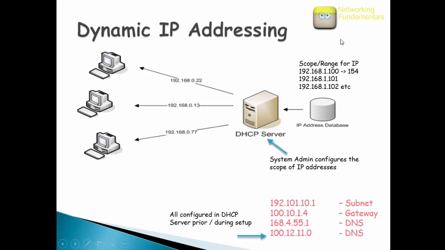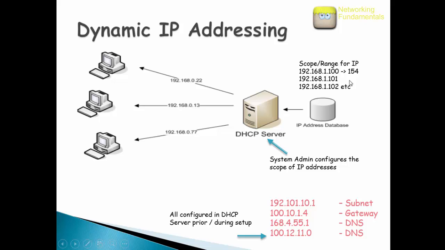So what I've just shown you here is a diagram where you've got 3 different devices on your network, 3 different computers that all have individual IP addresses, and the DHCP server is here. The system administrator configures the scope of the IP addresses. Up here I've put in a scope of 192.168.1.100 all the way to 154.